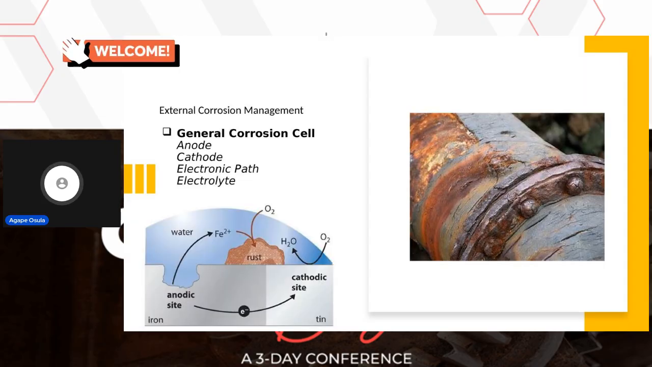Okay, so just to give a brief overview of how external corrosion management works. In a general corrosion cell, as you know, we have the cathode, the anode, the electronic path and the electrolyte. Generally speaking, the way corrosion occurs is that the anodic side corrodes, and the cathodic side helps it continue to corrode by providing the potential difference, and it is protected on the cathodic side. And then you have rust, and of course you need an electrolyte and an electronic path for electrical connectivity.